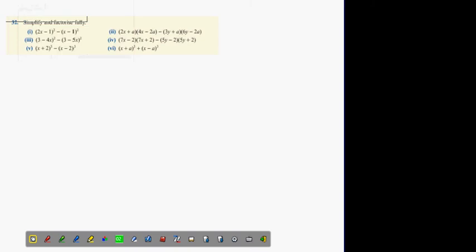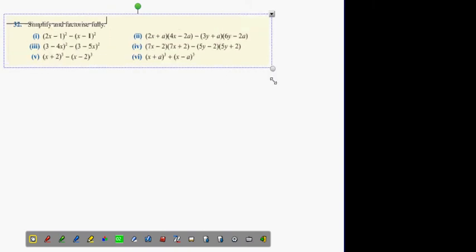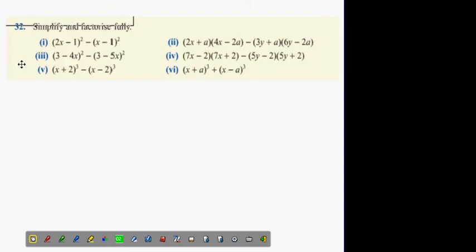What's happening here is we have a simplify and factorize fully, okay? And we have these questions here. Now simplify is you multiply it out, and factorize means you put it back into brackets, okay? So what we're going to do here is question part 4, so 32 part 4, okay?